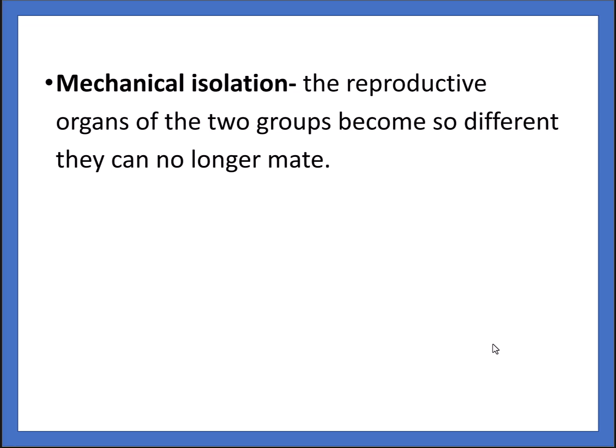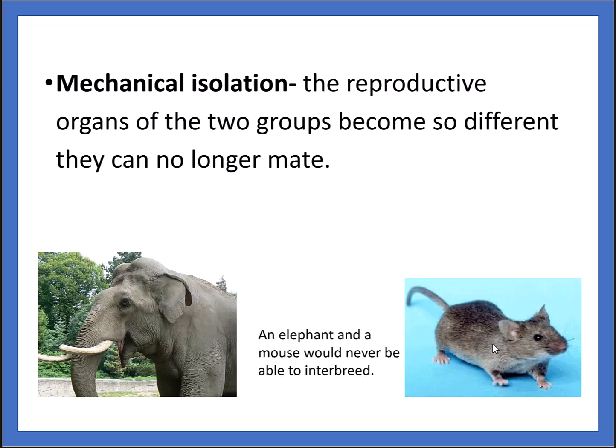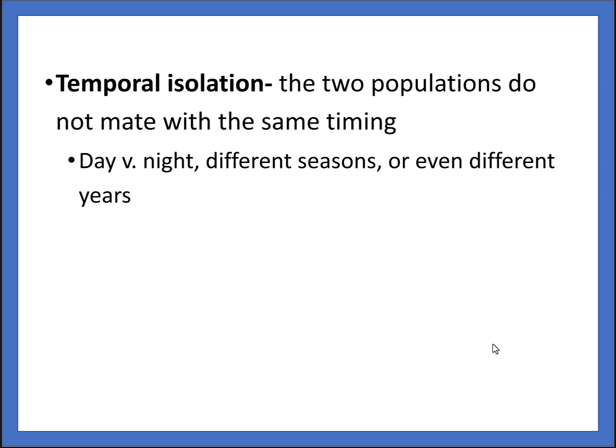Mechanical isolation is when the reproductive organs of the two groups become so different that they can no longer mate. This would likely be caused by mutation of some kind that got passed through the population. But as an example, obviously an elephant and a mouse would never be able to interbreed. They've got two dramatically different sets of reproductive organs.